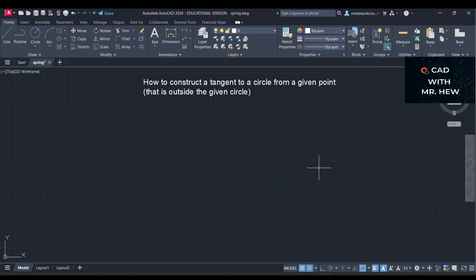So the title for today's video is how to construct a tangent to a given circle from a given point. The part that is in the brackets is not normally included in the description. Is that clear? All right, so we're looking at the question.